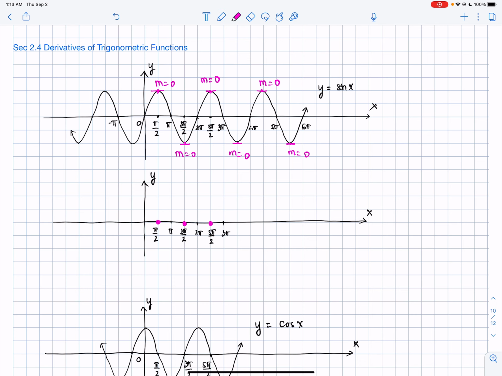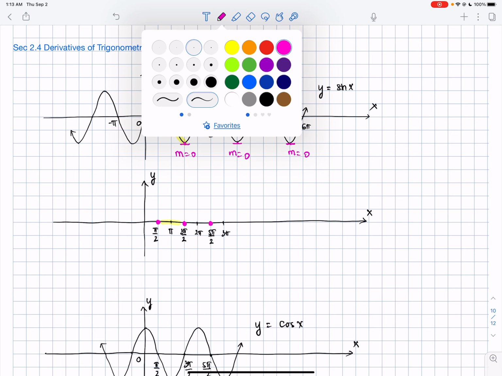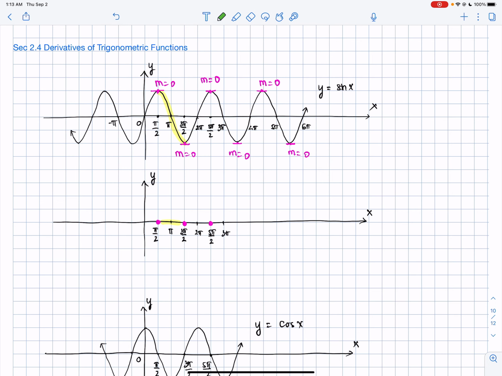Now let's look at this piece, when x goes from pi over 2 to 3 pi over 2, which is this piece in the derivative function. If we draw the tangent line for this piece, it will go in the negative direction. That means the slope will be negative. So for the yellow piece, the graph will be below the x-axis because it's negative.